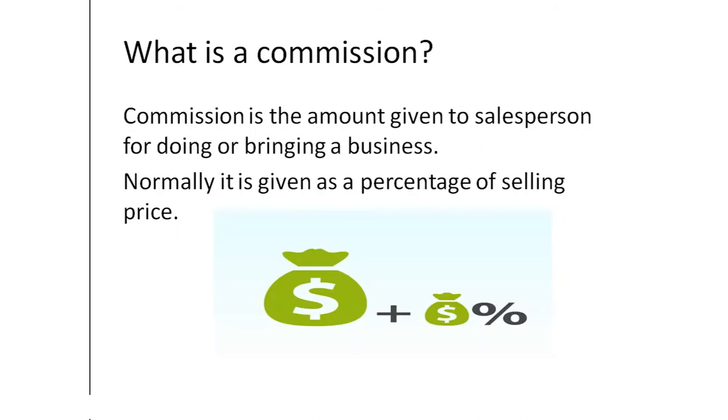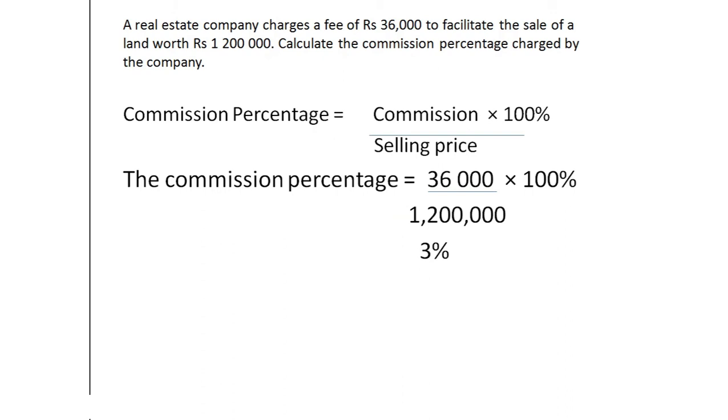What is a commission? Commission is the amount given to a salesperson for doing or bringing a business. Normally it is given as a percentage of selling price. A real estate company charged a fee of 36,000 rupees to facilitate the sales of a land worth 1,200,000 rupees. Calculate the commission percentage charged by the company. Commission depends on the selling price. They are giving the commission for the selling price.